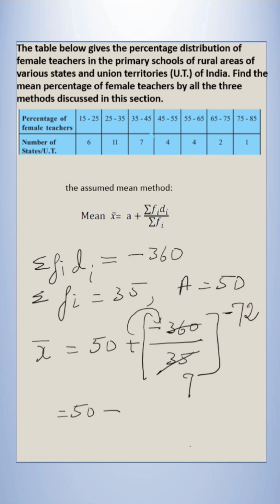What is it? 7 tens are 70. Carry 2, that is 20. 7 twos are 14. 20 minus 14, that is 6. 60 is nearly equal to 9. 50 minus 10.29 is 39.71, which is equal to the mean by direct method. Mean will be the same. You may get 39.7 only. A little bit of error will be there while dividing.